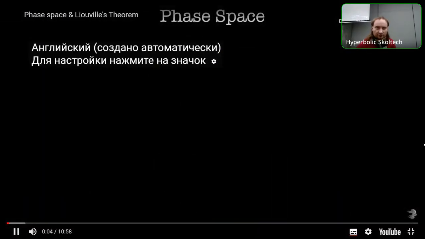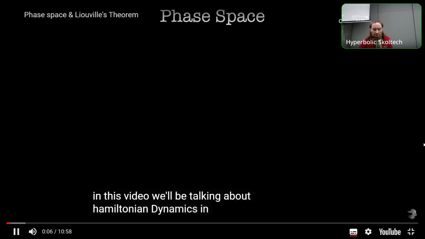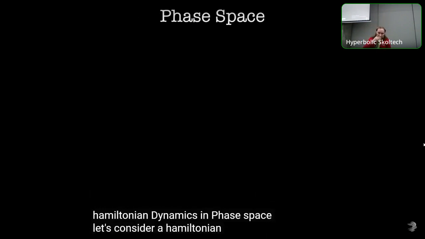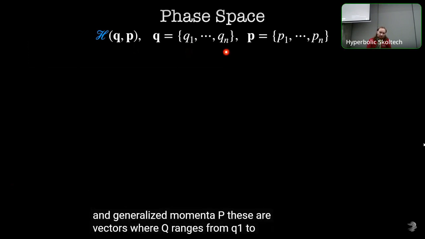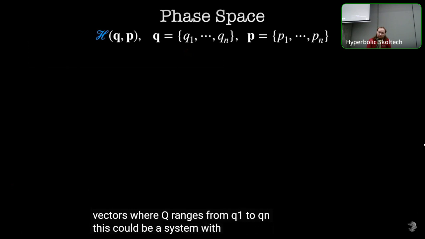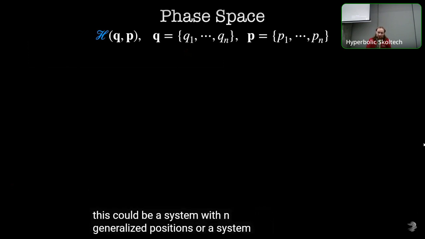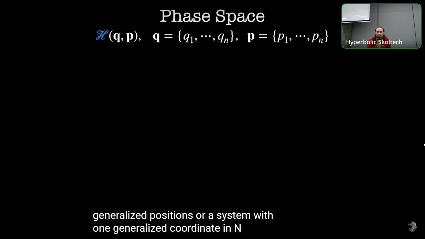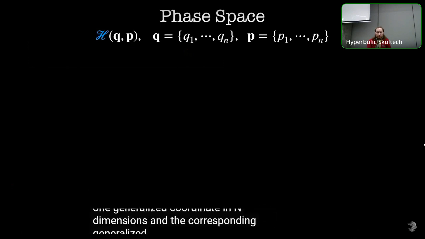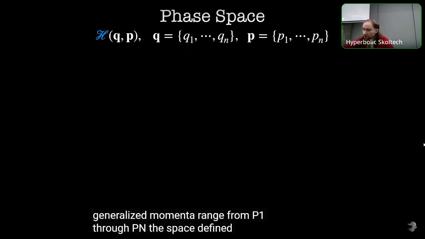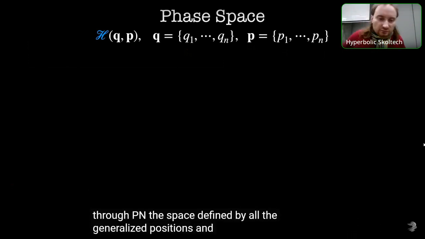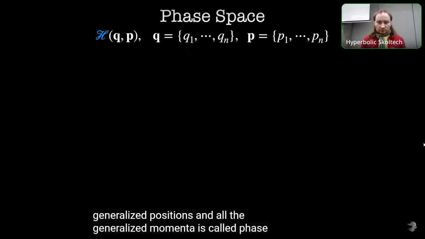In this video, we'll be talking about Hamiltonian dynamics in phase space. Let's consider Hamiltonian H, which is a function of generalized positions Q and generalized momenta P. These are vectors where Q ranges from Q1 to Qn. This could be a system with n generalized positions or a system with one generalized coordinate in n dimensions. And the corresponding generalized momenta range from P1 through Pn. The space spanned by all the generalized positions and all the generalized momenta is called phase space.